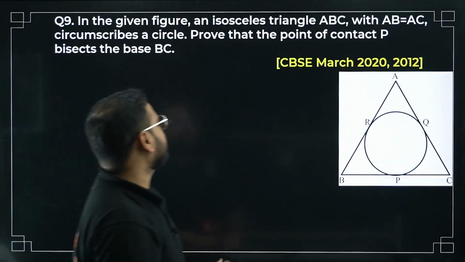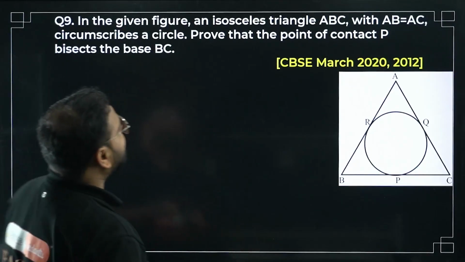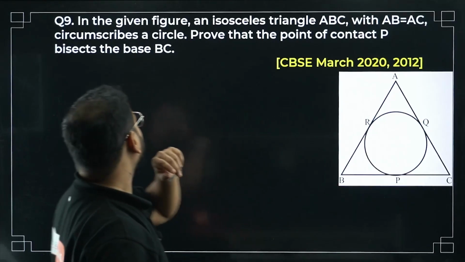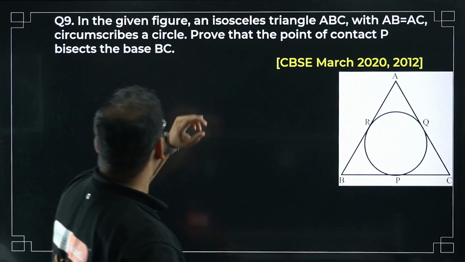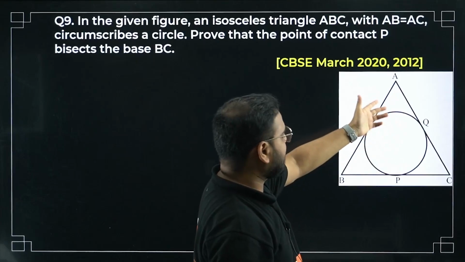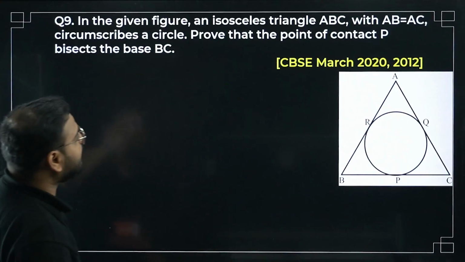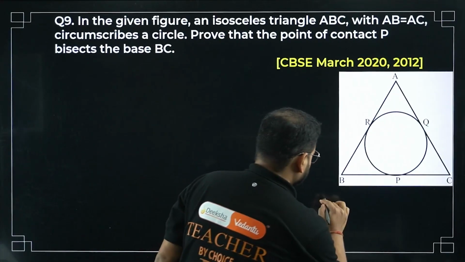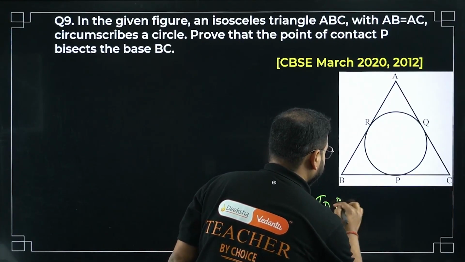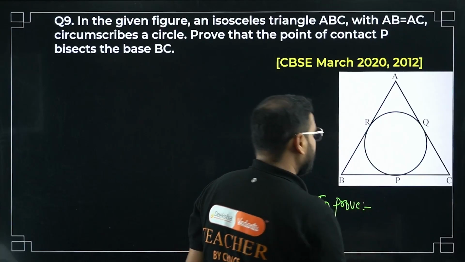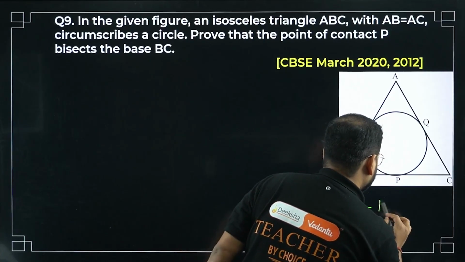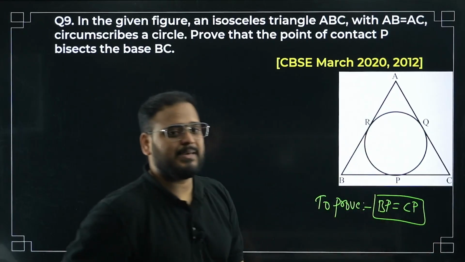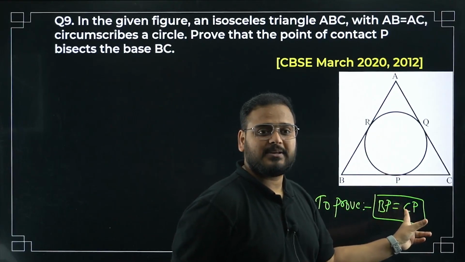In the given figure, an isosceles triangle ABC with AB equals AC is circumscribing a circle. Prove that the point of contact P bisects the base BC. So to prove, we have BP equals CP. We have to prove this.